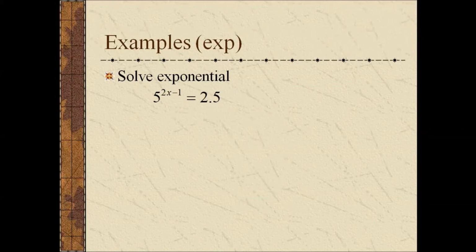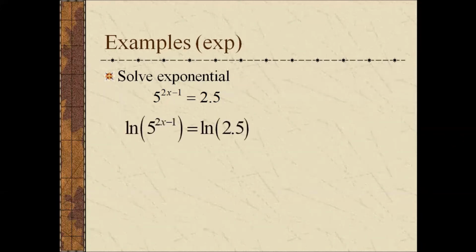5 to the power 2x minus 1 equals 2.5. Let's take the log of both sides again. And just because it's the habit I'm in, I'm going to use the natural log, but you could use log base 10 as well. Natural log of 5 to the 2x minus 1 equals natural log 2.5. This allows us to bring the power 2x minus 1 out in front of the natural log.